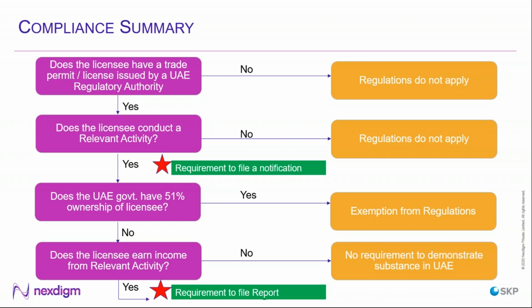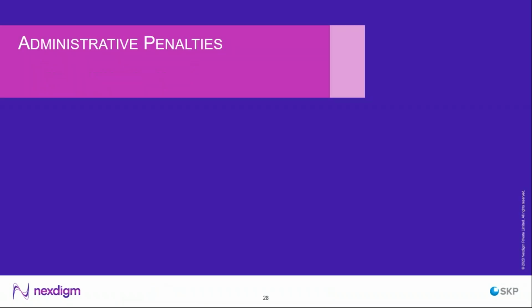So if you are performing a relevant activity and if you're generating any income from the relevant activity, you have to file a detailed report by end of the year, which is 31st December.